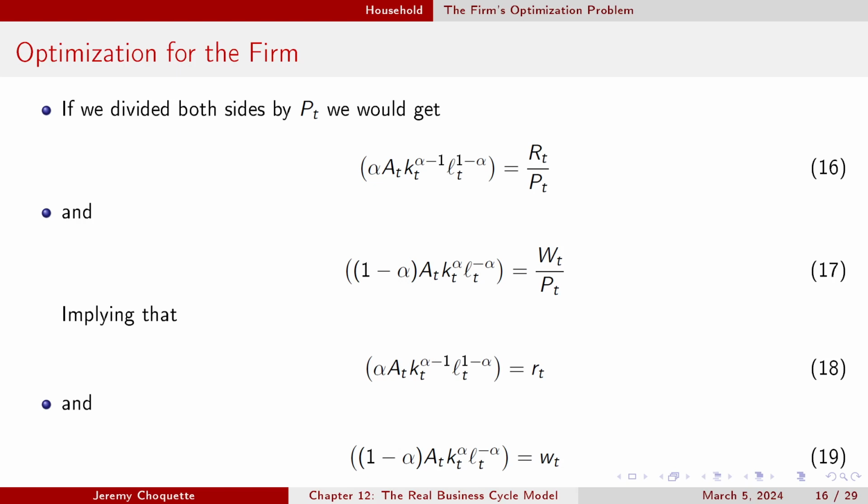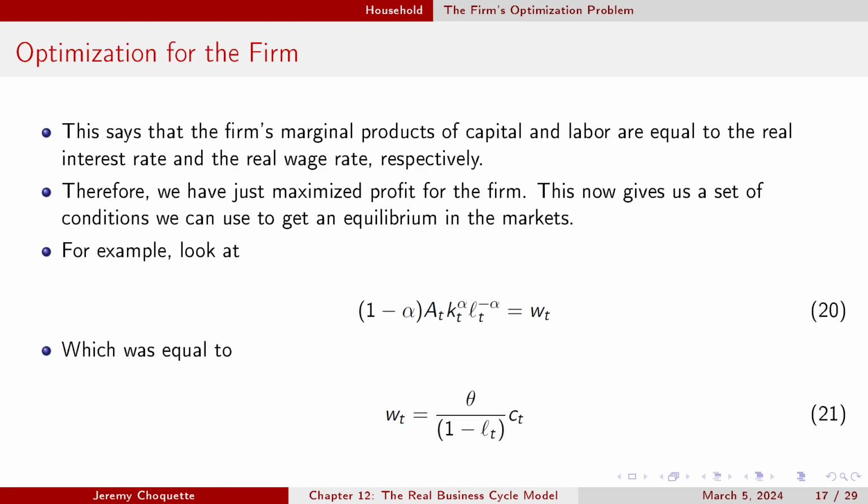Therefore, you set them equal to each other. Well, now you've got this general equilibrium with capital markets and labor markets. But that's being done in the decentralized system. The centralized system was all internalized in the household's constraint. So the firm's marginal products of capital and labor are equal to the real interest rate and the real wage rate. And here we've just maximized profit for the firm, which gives us a set of conditions we can use to get an equilibrium in the markets.